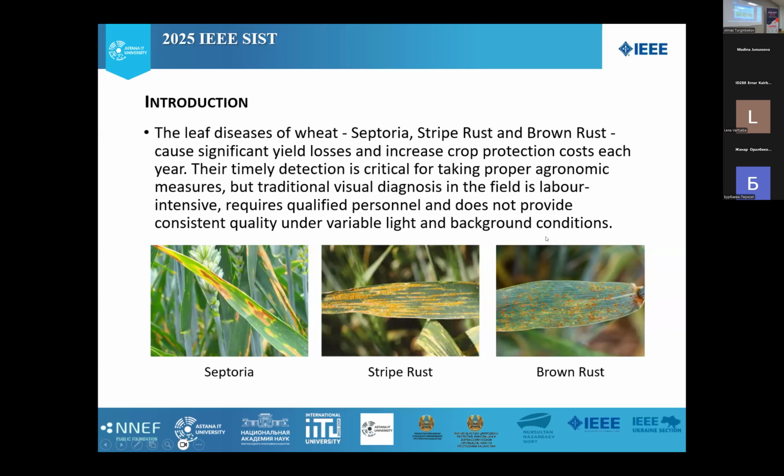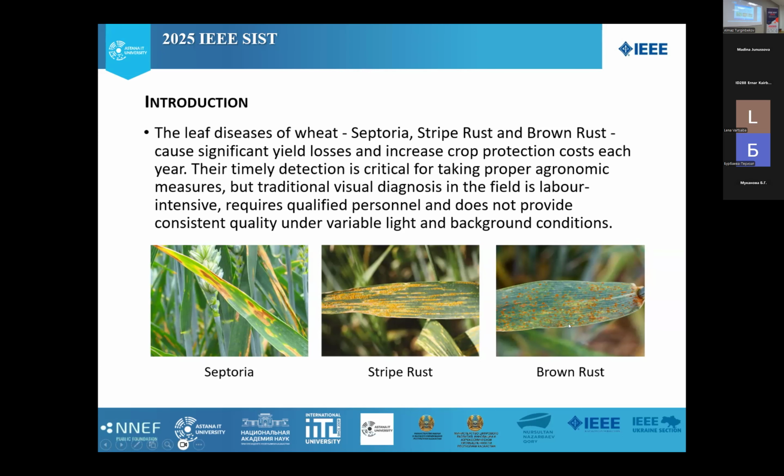Wheat remains a key crop for global food security, but the sector suffers from striped rust and brown rust. These cause significant yield losses and increased crop protection cost every year. Advances in deep learning techniques have opened up the possibility of automating the diagnostics of these diseases by analyzing digital images of leaves and ears.